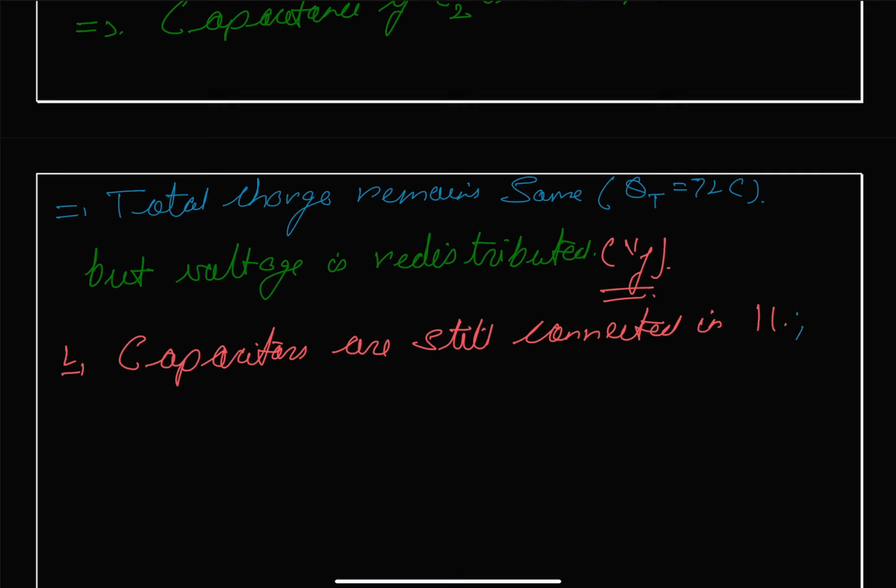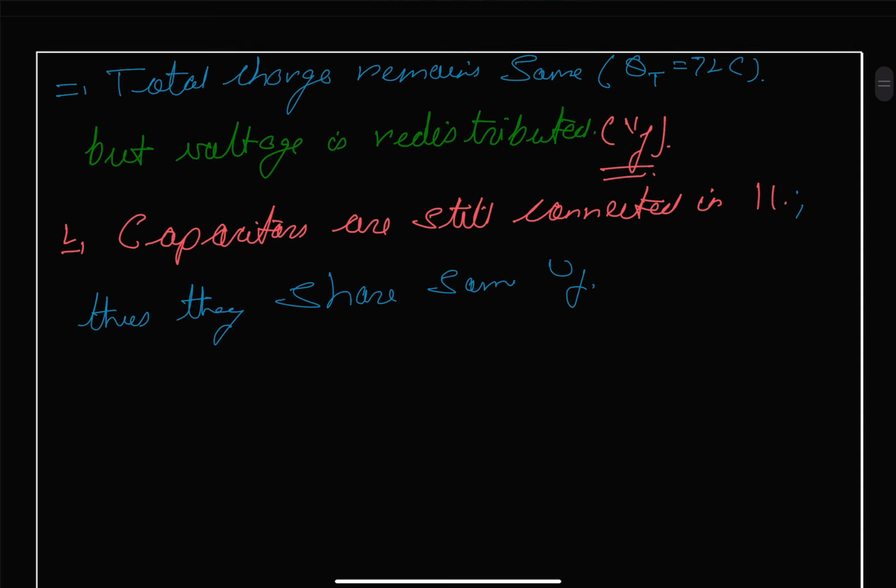Thus they share the same voltage, that is our Vf. We can find out the new equivalent capacitance. So we can say C equivalent new will be equal to C1 prime plus C2. This comes as 9C plus 3C, giving us 12C.